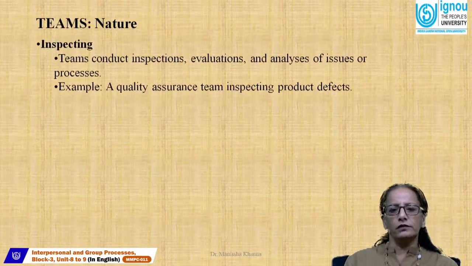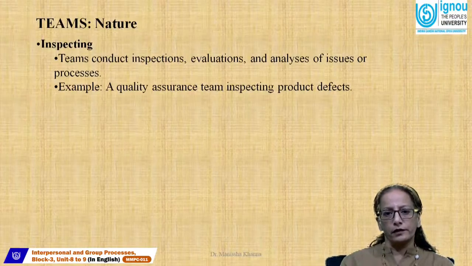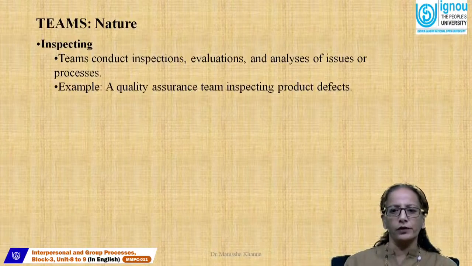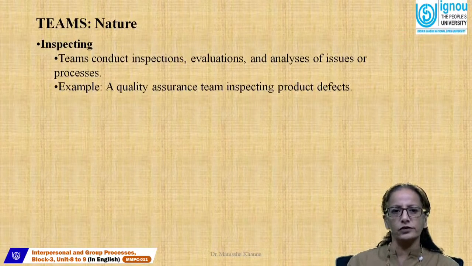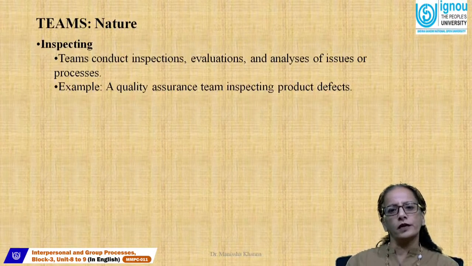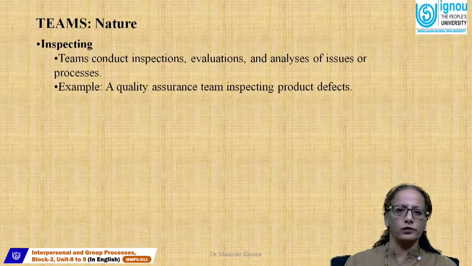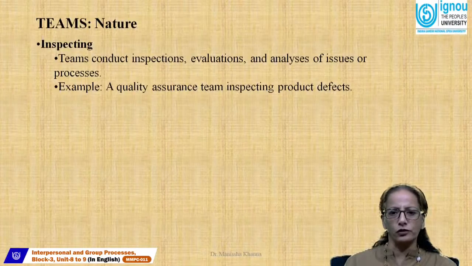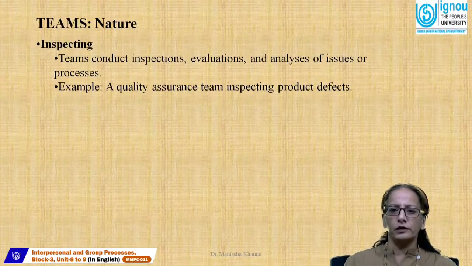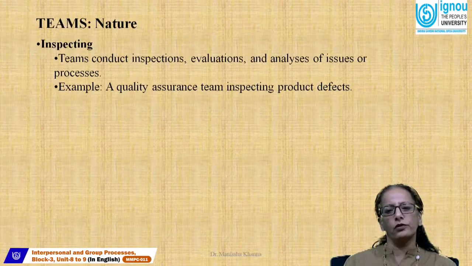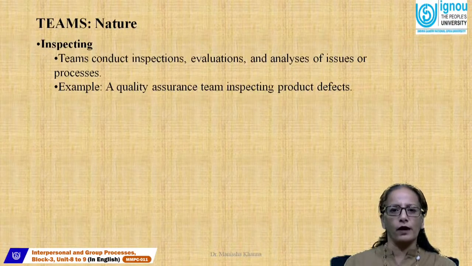The other feature is inspecting. Inspecting is when teams conduct inspections, they evaluate and analyze the issues in the processes. For example, the quality assurance control team inspects product defects. While they are working on the quality issues, they evaluate, analyze and report to the production team.